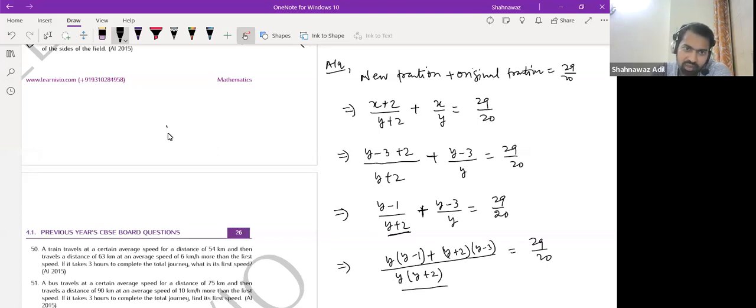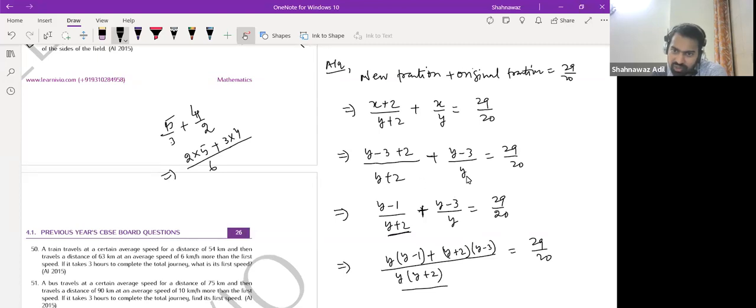Take 1 by 3 plus 1 by 2. First you take the LCM, which is 6. Then you divide 6 by 3, so you get 2. You multiply 2 with this, let's say this is 5 and this is 4. So 2 into 5 plus 3 into 4, divided by 6. Same thing, right?